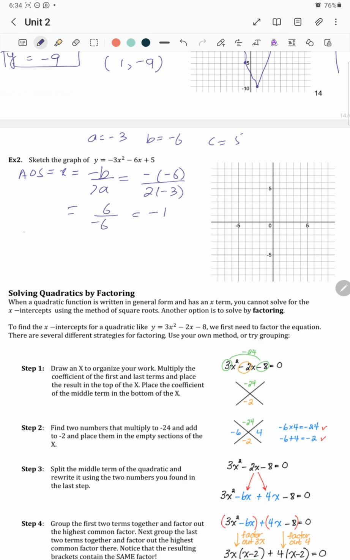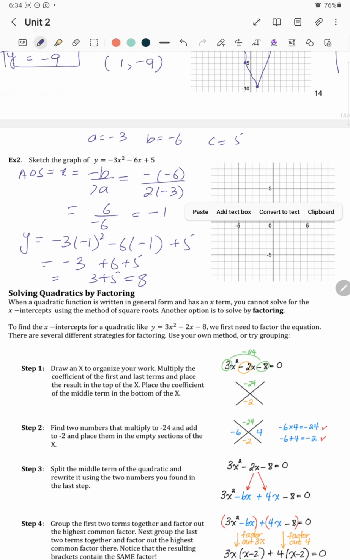So putting the value in y, we will get minus 3 times minus 1 square minus 6 times minus 1 plus 5, which is equal to minus 1 square is plus 1, minus 3 plus 6 plus 5, 3 plus 5, 8. So it would be minus 1 and plus 8. This would be the axis of symmetry.